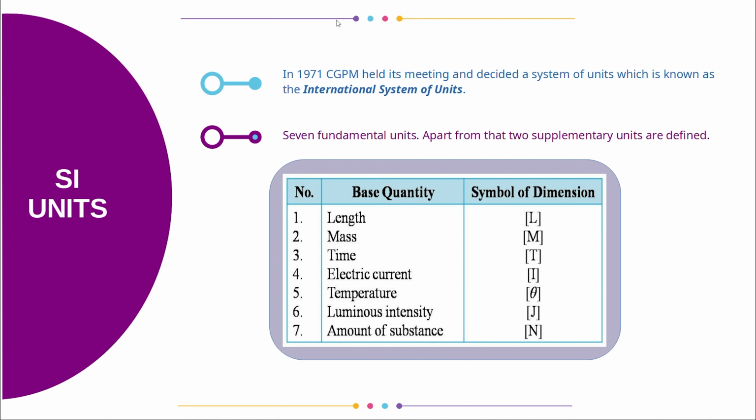Now, what is the dimension that we'll learn in the subsequent slides? But just remember, when we mention dimension, we have to represent them by bracket symbol. So the 7 physical quantities are length, for which the symbol of dimension is L. Then comes mass, which is represented by M. Then comes time, represented by T. Then electric current with the representation of I. Then we have temperature, theta, luminous intensity, that is J, and amount of substance, that is N.